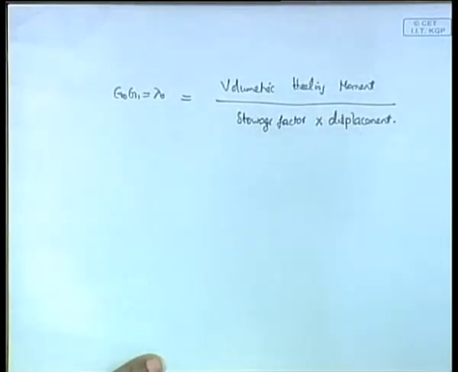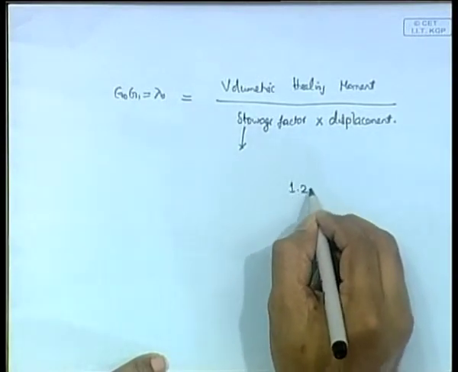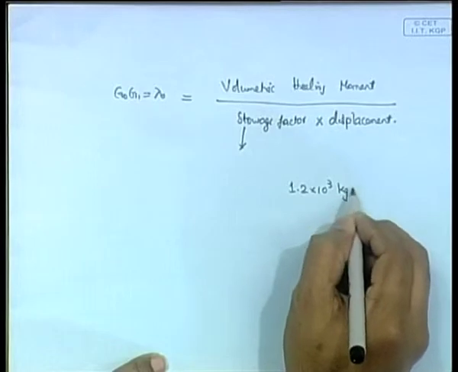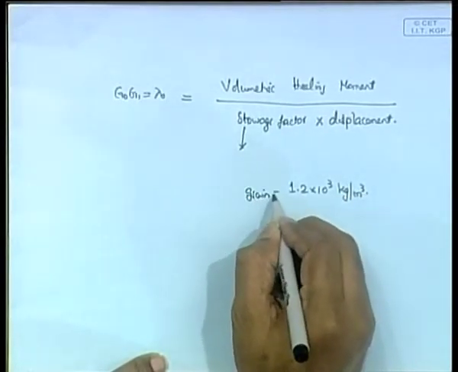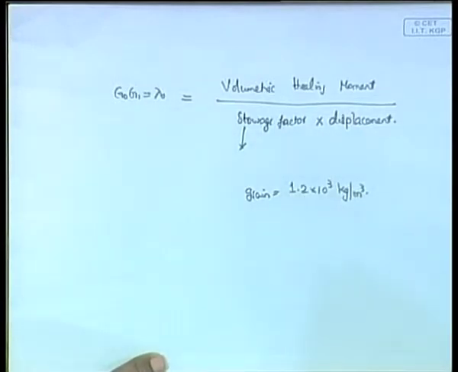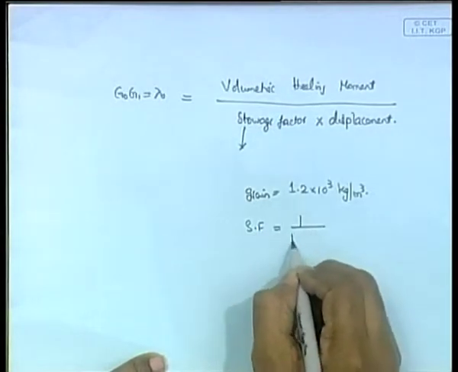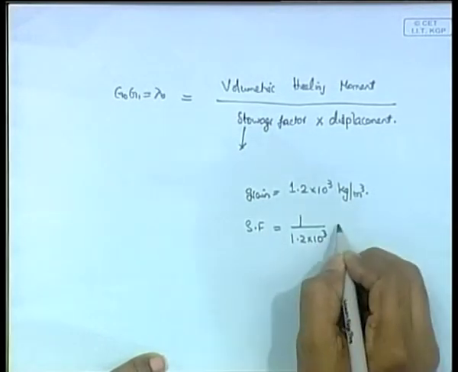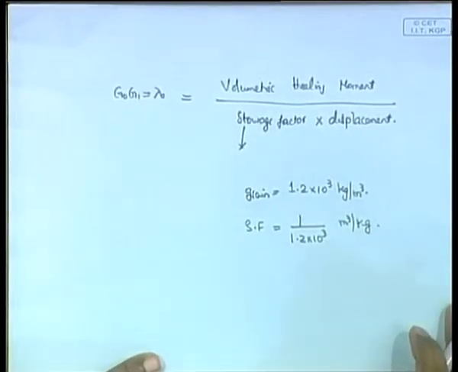Now, I think I said something like a fraction or something. It is not exactly that. I was checking that out. Actually, stowage factor means, suppose the density of that grain is 1.2 into 10 cube kilogram per meter cube. Then the stowage factor is defined as 1 by 1.2 into 10 power 3. It becomes meter cube per kilogram. This is the meaning of stowage factor.